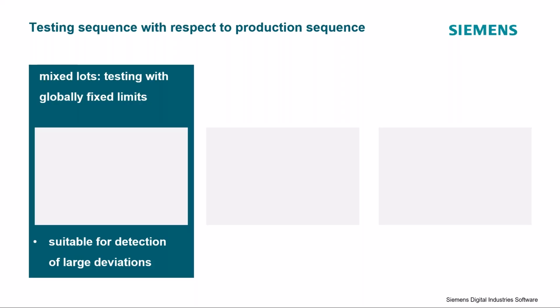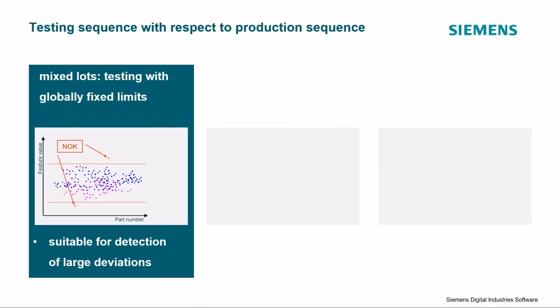There we can only apply testing with globally fixed limits. What does this mean? Let's have a look at one of these metrics. Let's say the feature value is the maximum position of one of the resonance frequencies. And you see the data points for many parts.